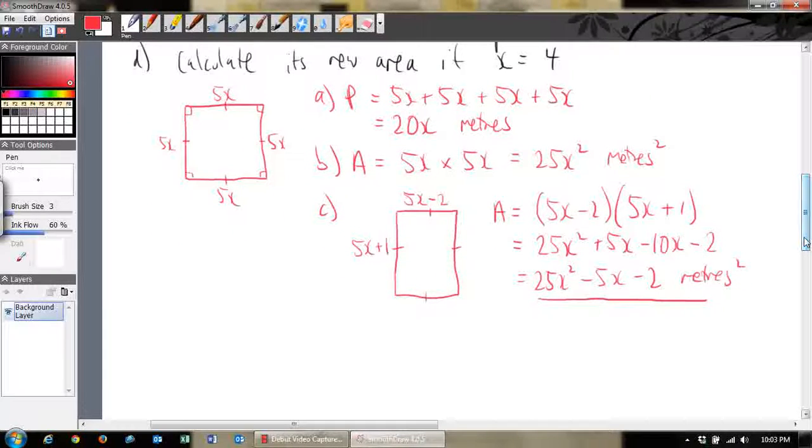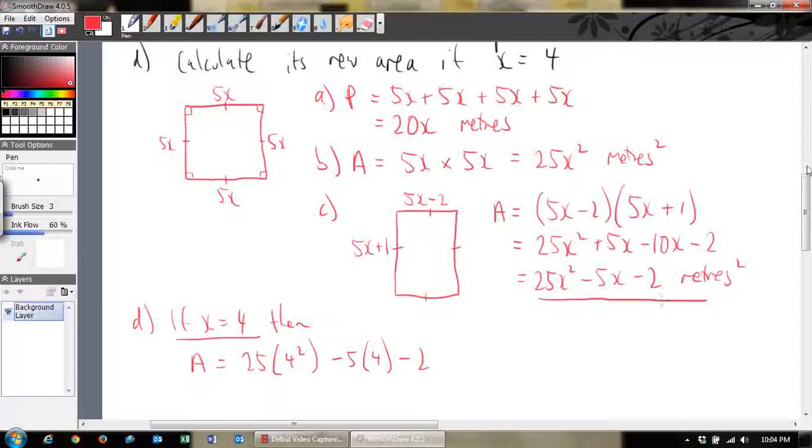And finally, calculate its new area if x is equal to 4. So what the question is asking me to do is to substitute x equals 4 into my expression for the area. Okay, so if x is equal to 4, then the area will be equal to, instead of writing x, I'm going to write 4: 25 times 4 squared minus 5 times 4 minus 2.